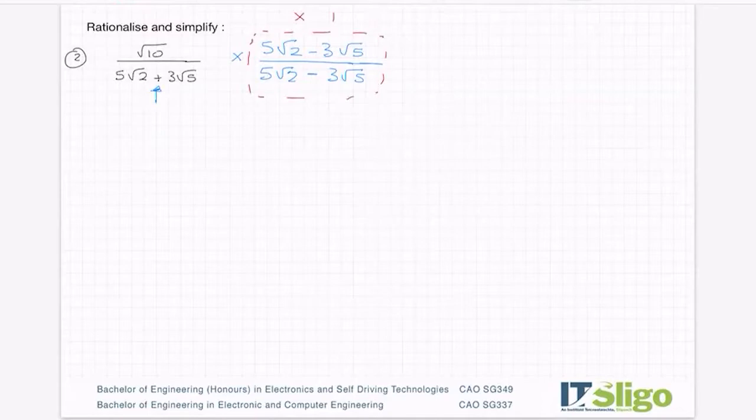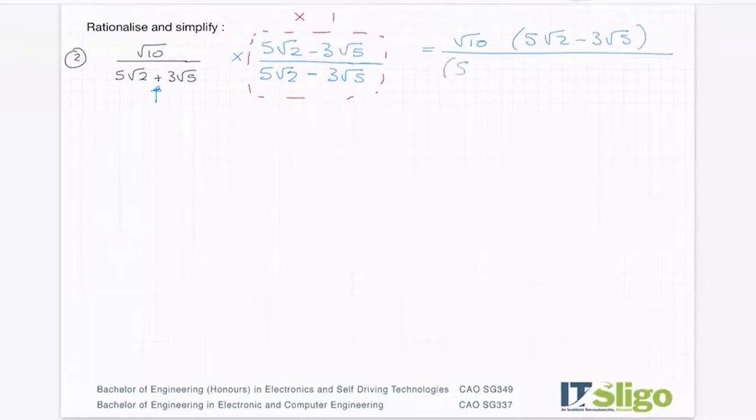So what I have now is root 10 times 5 root 2 minus 3 root 5, over 5 root 2 plus 3 root 5 times 5 root 2 minus 3 root 5. The top is okay, I'm just going to multiply root 10 by that one and by that one. And on the bottom, just like I would any other one, I'm going to split the first bracket, so it's 5 root 2 by these two and 3 root 5 by these two.